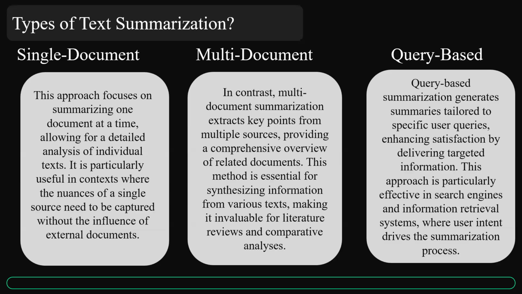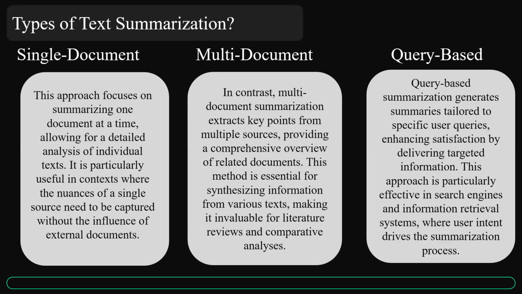Next one, multi-document. In contrast, multi-document summarization extracts key points from multiple sources of documents, like Google or ChatGPT or Gemini, which provide an overview of the related documents. This method is essential for synthesizing information or making reports, extracting data sets, and is also helpful for literature reviews and comparative analysis.